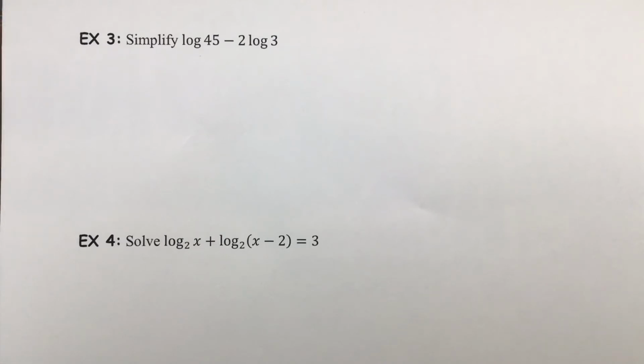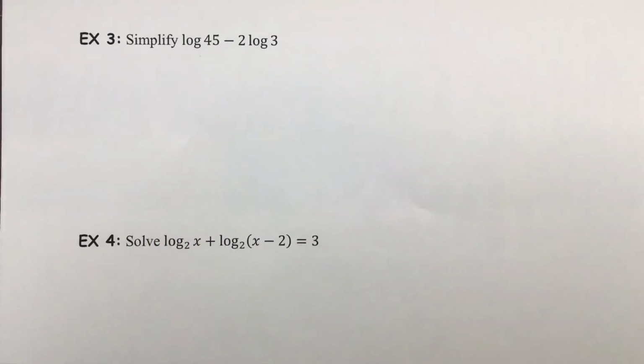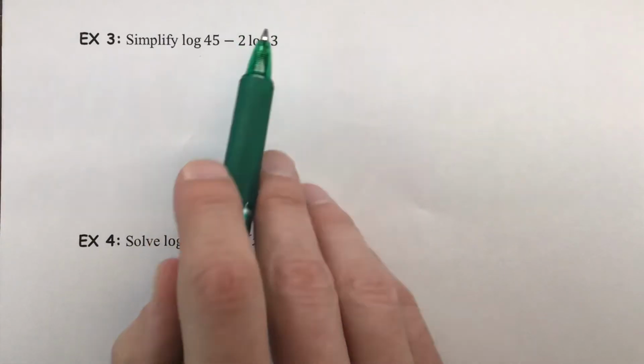What we want to do is completely simplify this down. In other words, I want to condense this together. I want to bring everything together. I don't want to have a 45, a 2, and a 3. Hopefully, I can get this down to just a single number inside. Okay, what we're going to start with is taking that 2 and moving it into the logarithm.